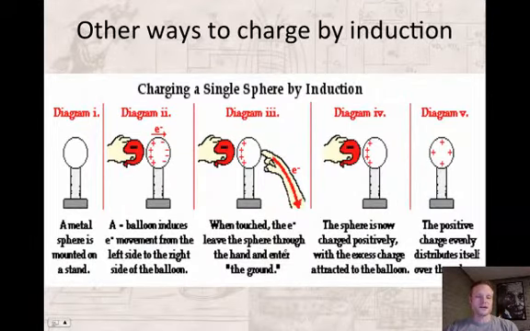Another way you can charge by induction is, let's say you don't want the spheres touching one another. Here you have a metal sphere, it's neutral right now, and it's mounted on a stand. Let's say you bring a negatively charged balloon near the sphere. The same thing that happened in the previous slide happens again. The electrons run away. They get as far away as possible from this negative balloon, because remember, electrons don't like other electrons. If you take your hand and touch the sphere, so you ground the sphere, the electrons are going to run out of the sphere into your hand and then into the ground.